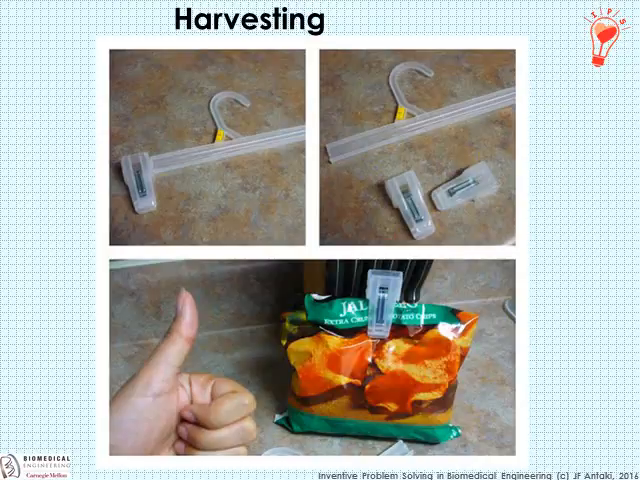Here's a really quick example of what I call product cannibalization or harvesting. It simply illustrates that you don't need to use an entire product to get a useful function. You can remove a piece of the product and solve a useful function.